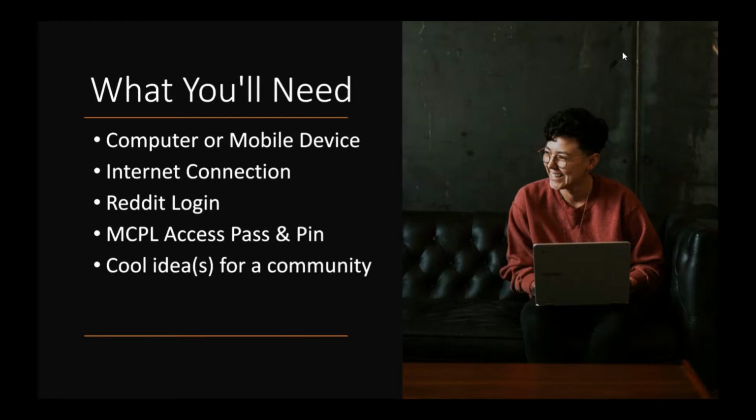If you're going to be using the internet at one of our buildings or in the parking lot, any of those, you may need your access pass, which is your library card number, and then your PIN, which should be your 8-digit birth date. You're also going to need your Reddit login, which in our first couple of videos we kind of talked about creating and needing.